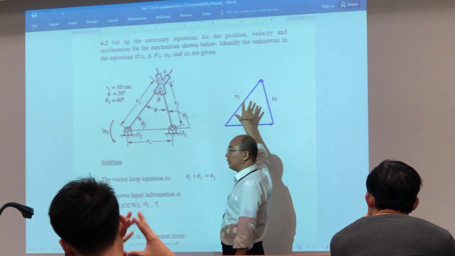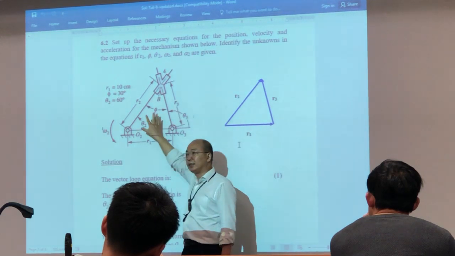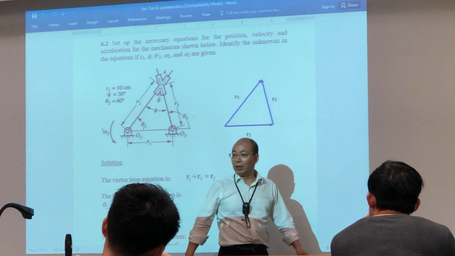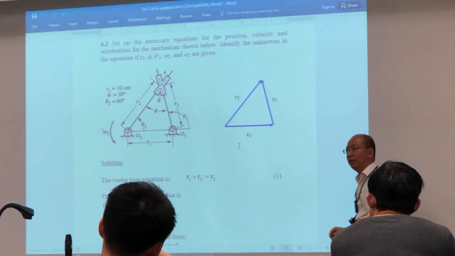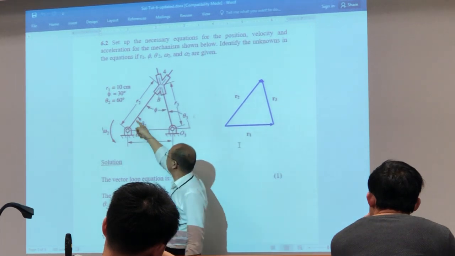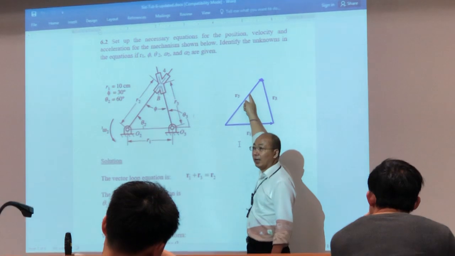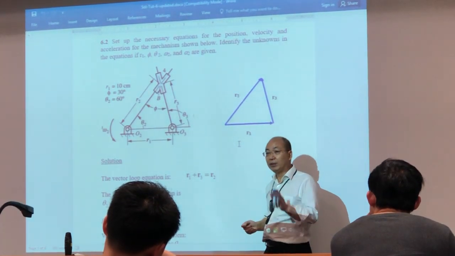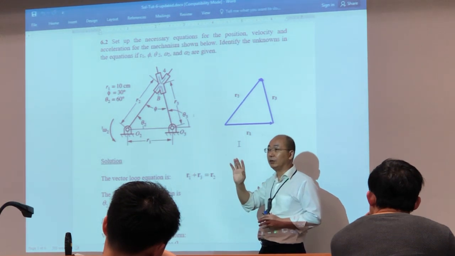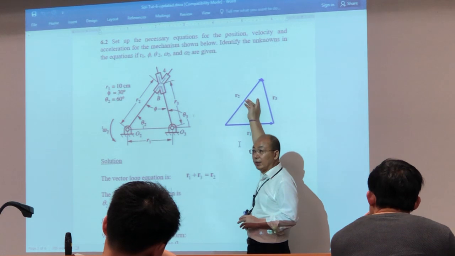So we use this vector loop to represent this physical mechanism. Maybe now you have one question you want to ask. To represent link 2, link 3, we draw a vector, R2, R3. How about the direction of the vector? It doesn't matter. You can choose any direction you draw of the vector.